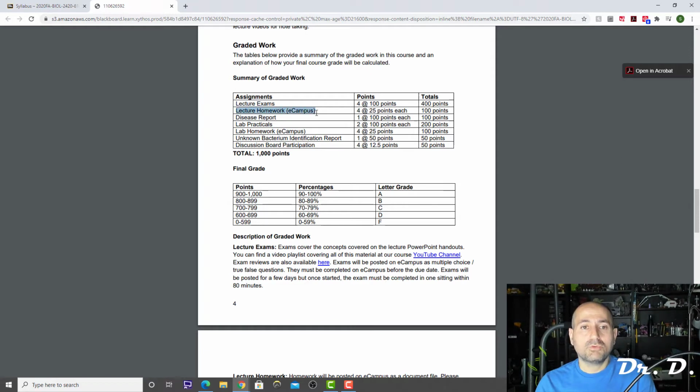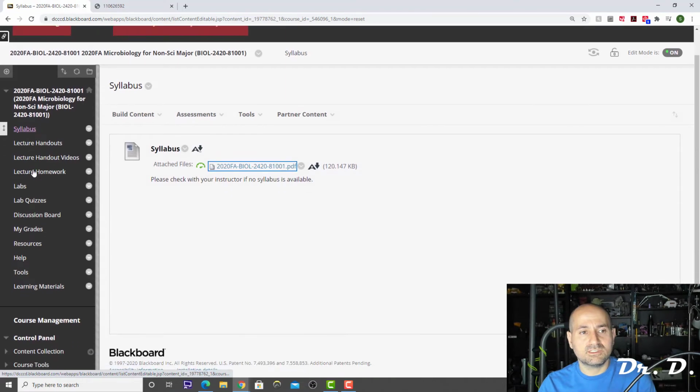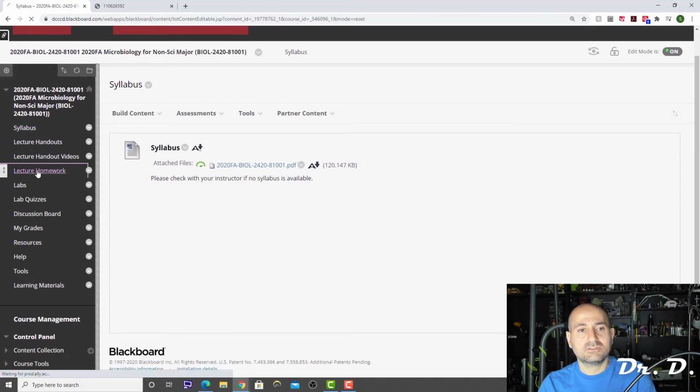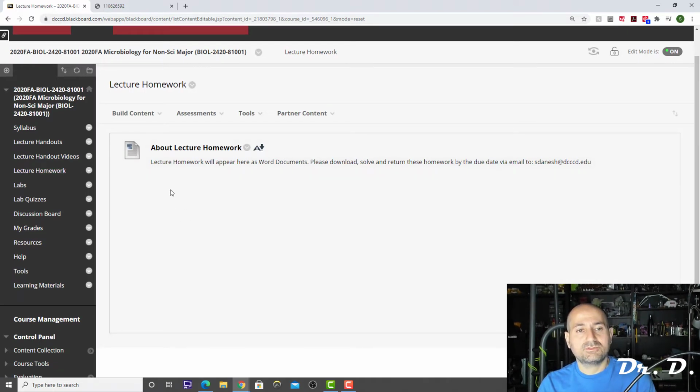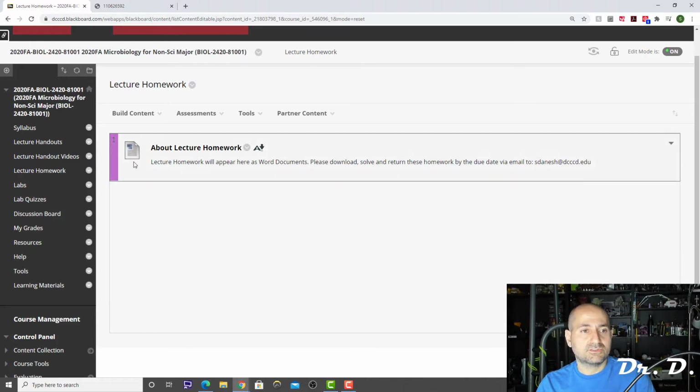Lecture homework. I'm going to post these lecture homework on eCampus. That's 4 of them for 25 points. So the homework is not a homework system, okay? You don't need to go to Connect or Mastering Micro or something like that online. The homework is just, I'm going to post some documents on eCampus. Let me show you actually. Take a look at this, lecture homework. You're going to click on the lecture homework tab, and there's going to be lecture homework here. I haven't posted any yet, but the lecture homework will be posted right here. Download the document, fill it out, answer the questions, and then email me with those documents, right? And that's it. That's all you have to do for homework.